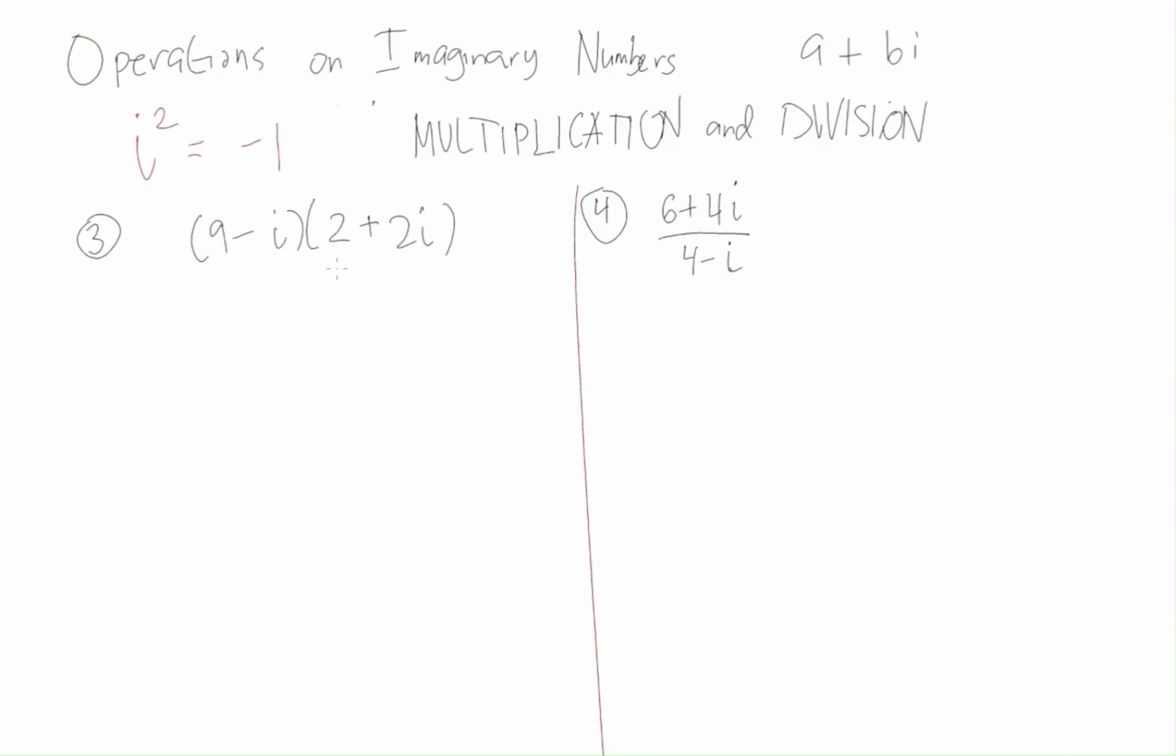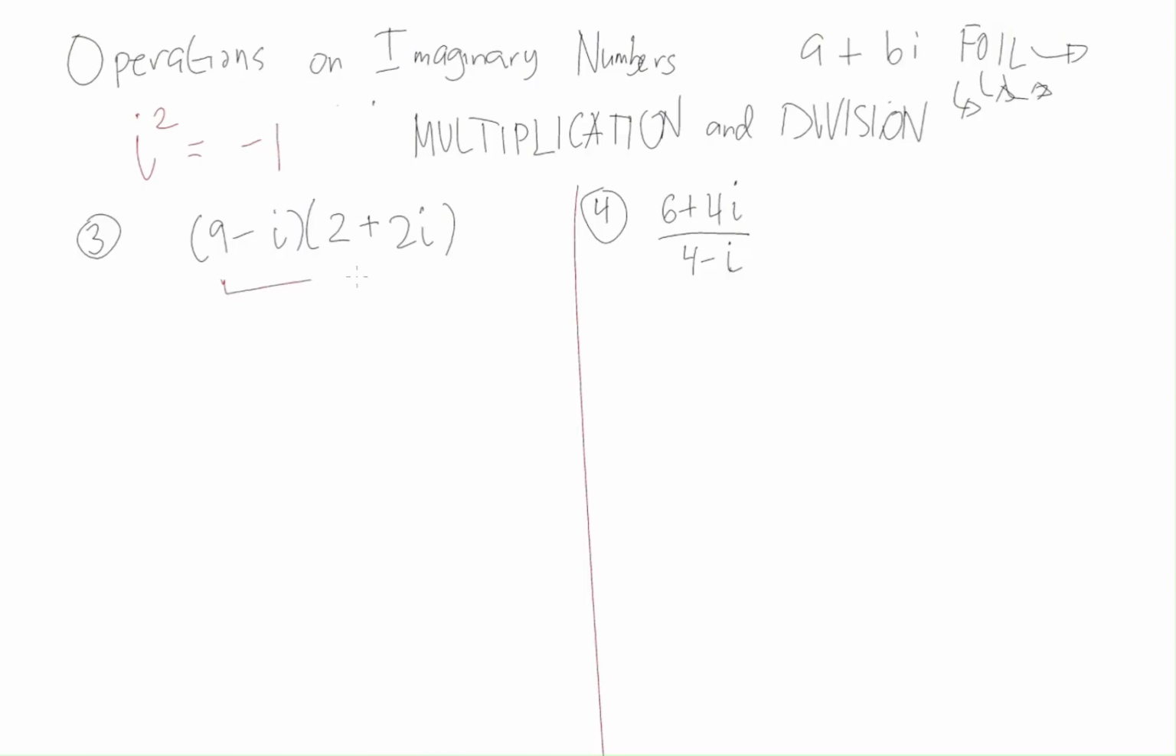Multiplication and division is just the same as foiling binomials, wherein the F is the first term, O is the outside term, I is the inside term, and L is the last term. But the only twist is when you get an i squared, you're going to substitute that with negative 1. Okay? So for example here, when we're going to FOIL, we're going to multiply the first terms together.